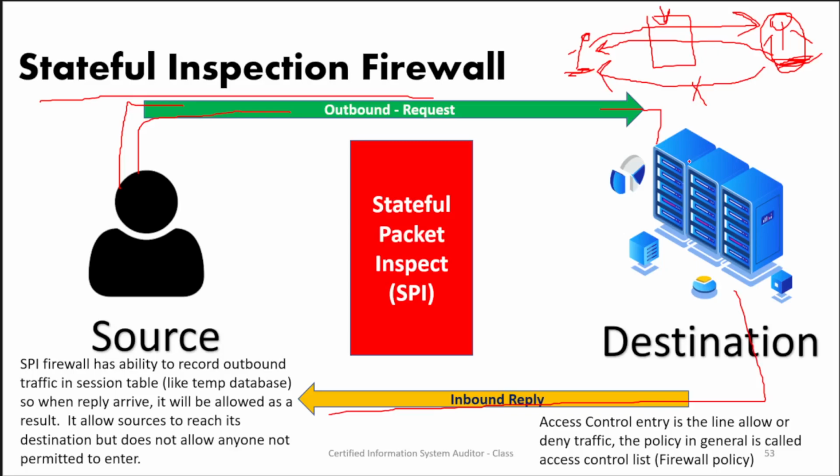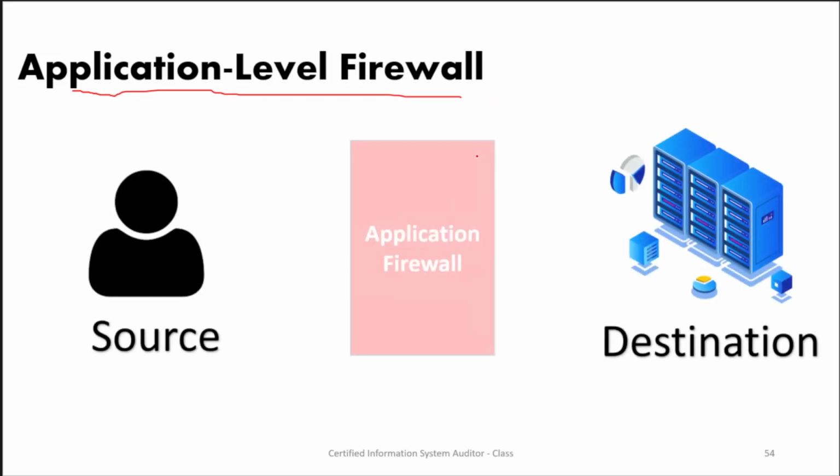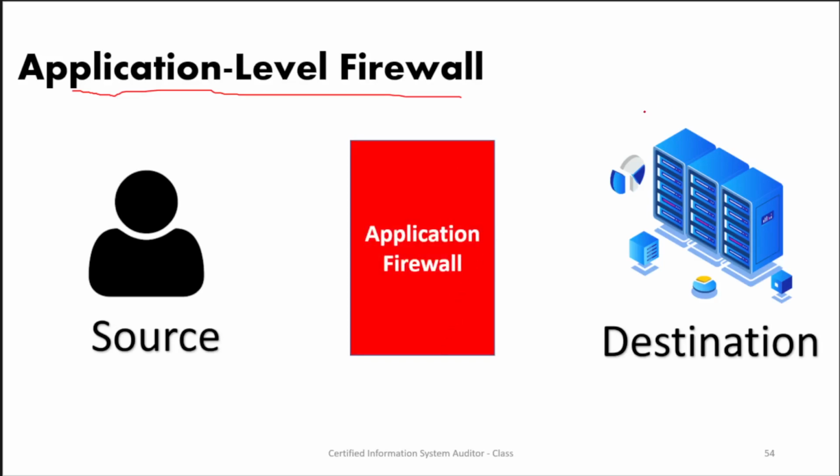Okay, good. The third type of firewall, which is now commonly used in production, is the application level firewall. The difference between an application level firewall and a stateful inspection firewall is that a stateful inspection firewall can only understand up to layer 4, which means I can allow communication with the HTTPS protocol because I am allowing port 443. But an application level firewall can understand beyond this.